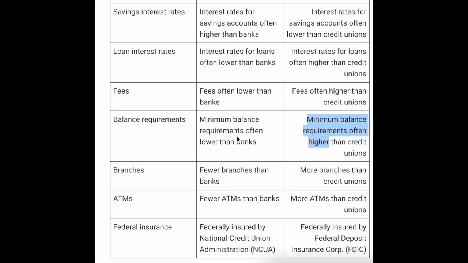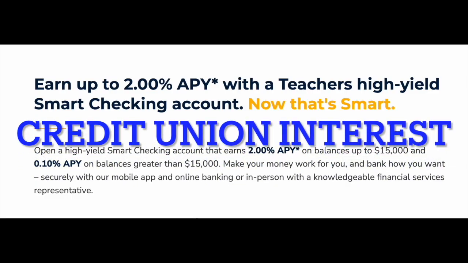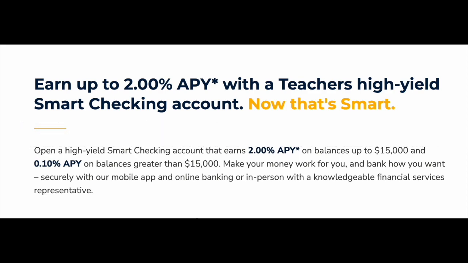But let me just give you an example so you can see. I'll bring up two examples. So I just Googled a federal credit union, and quickly looking for credit unions, you can see that this credit union offers 2% APY. That means interest you're going to get every single year on your money on balances up to $15,000. So that's pretty good. You're going to get 2% on your money up to $15,000. At least it's earning something.